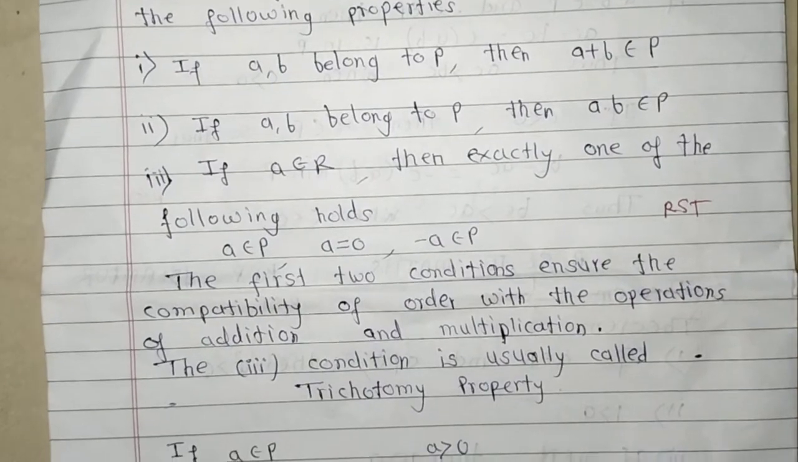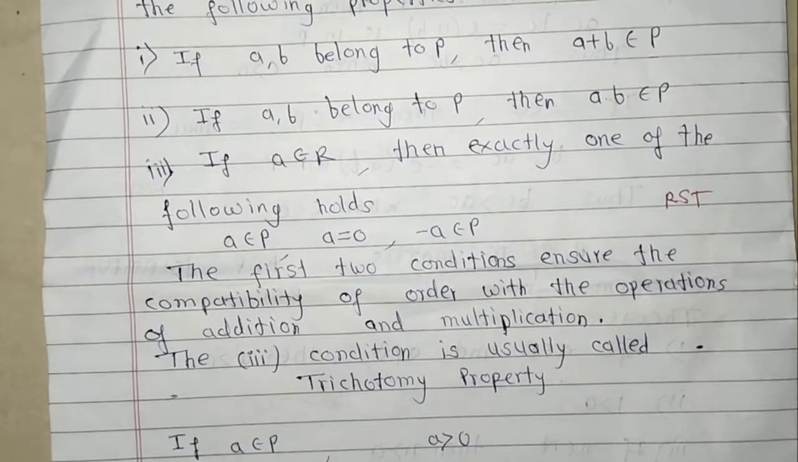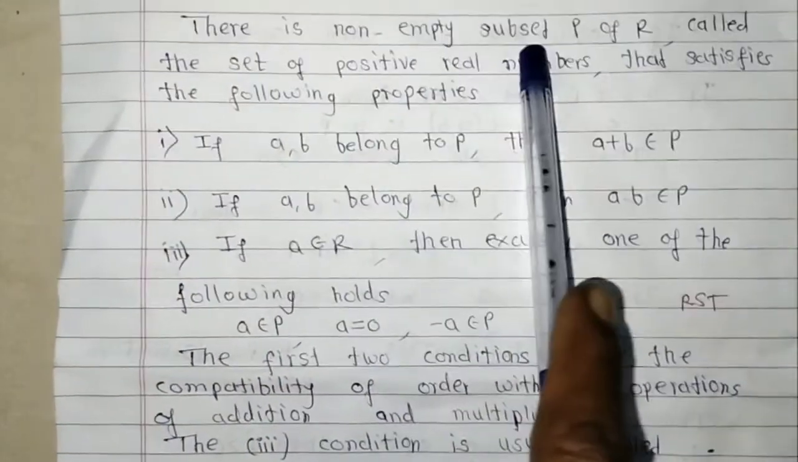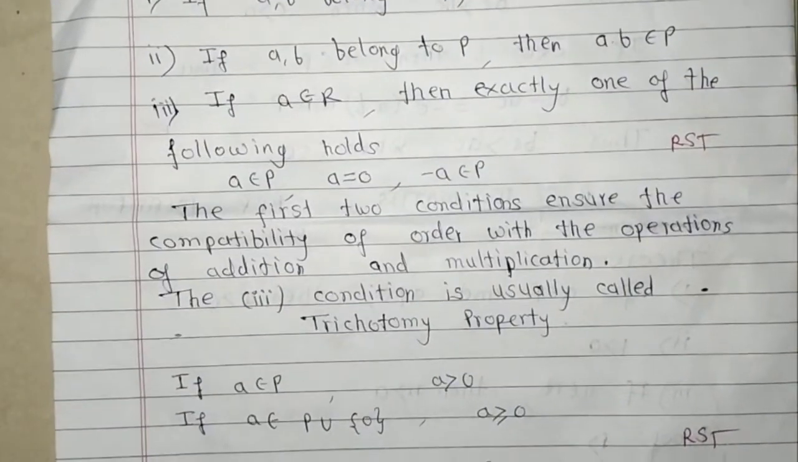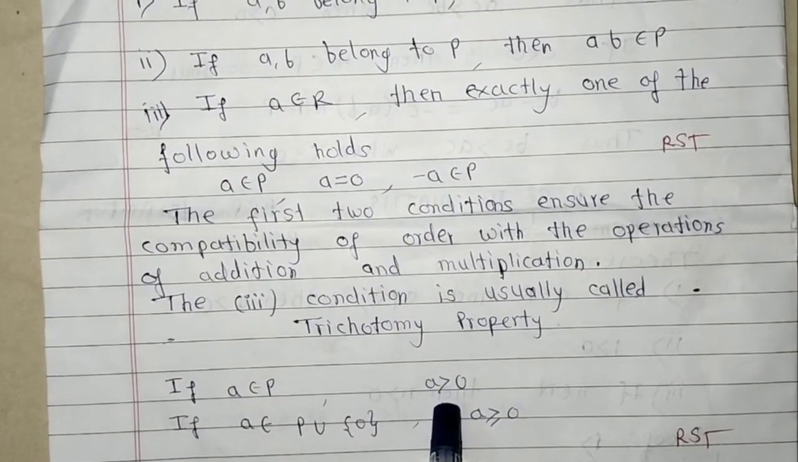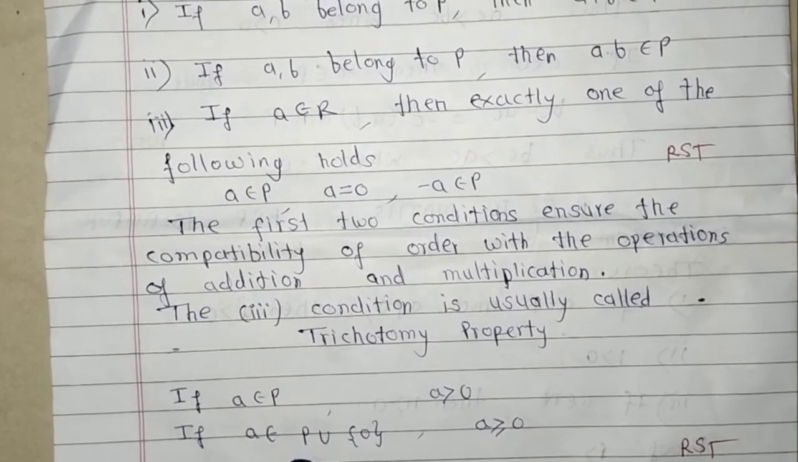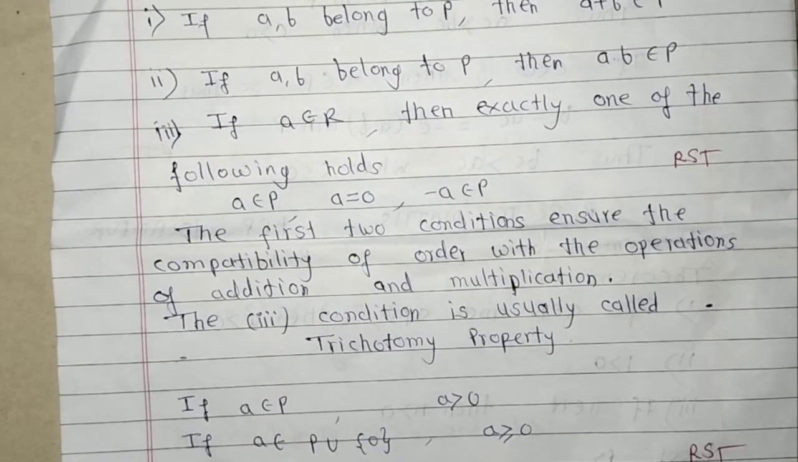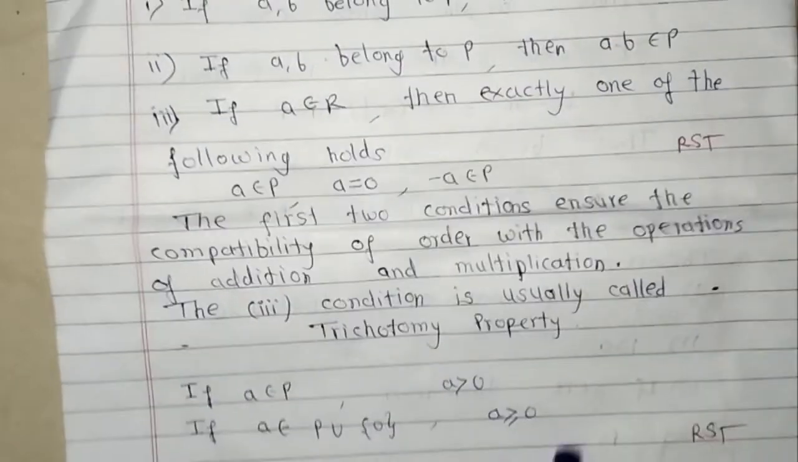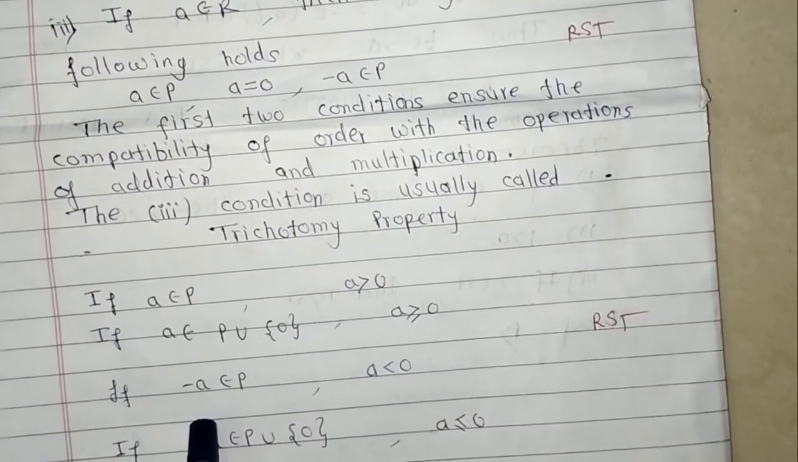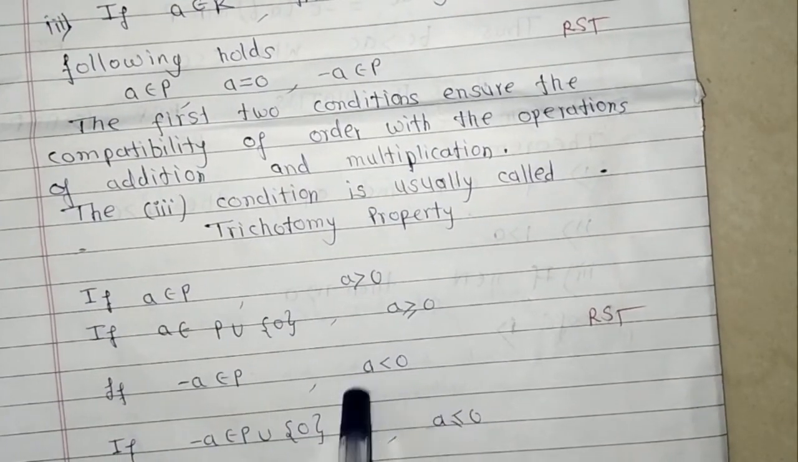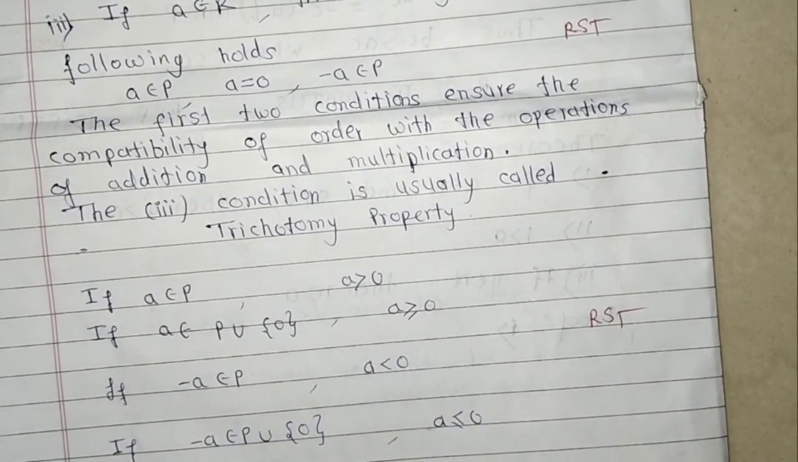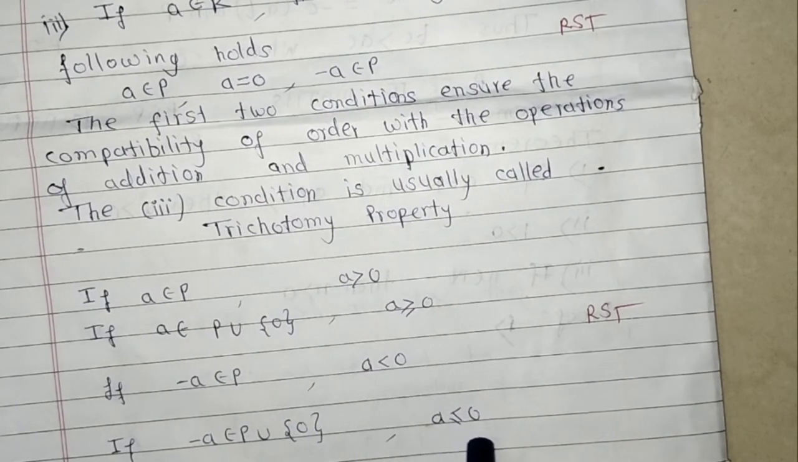Now, P is the set of all positive real numbers. If A belongs to P, then A is greater than 0. If A belongs to P union singleton 0, then A is greater than or equal to 0. Now, if minus A belongs to P, then A is less than 0. And if minus A belongs to P union singleton 0, then A is less than or equal to 0.